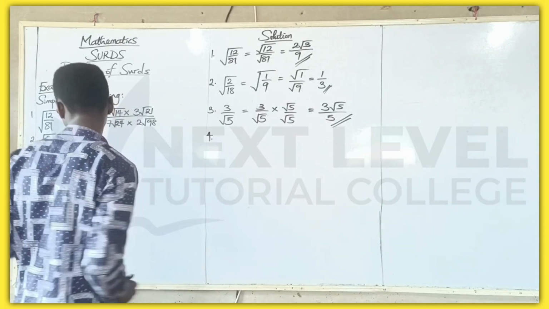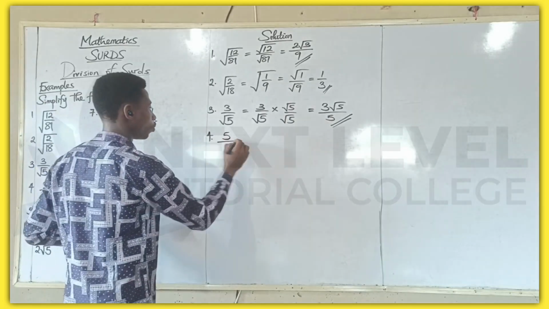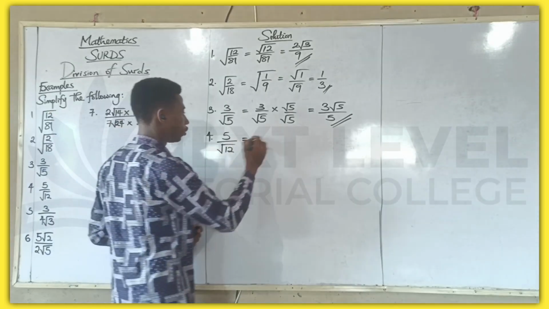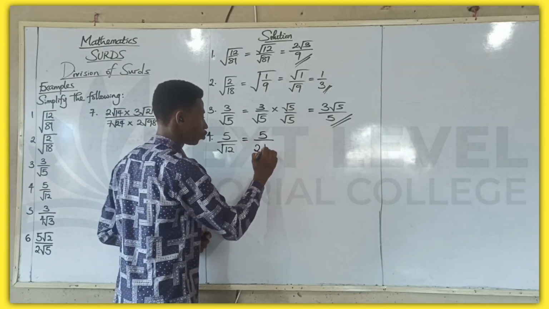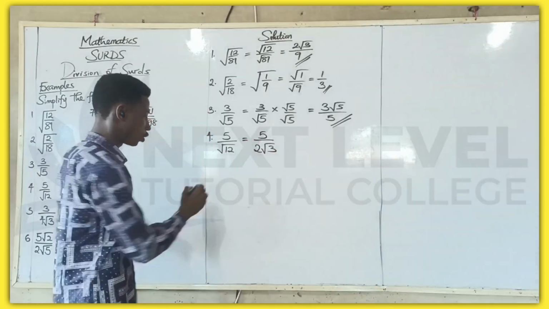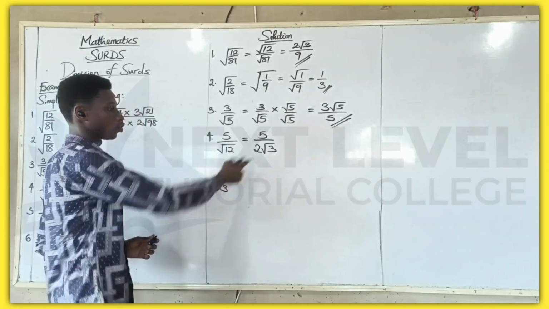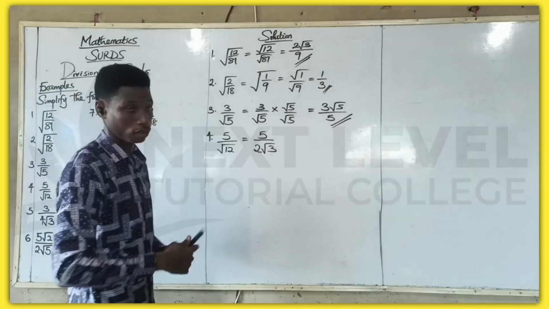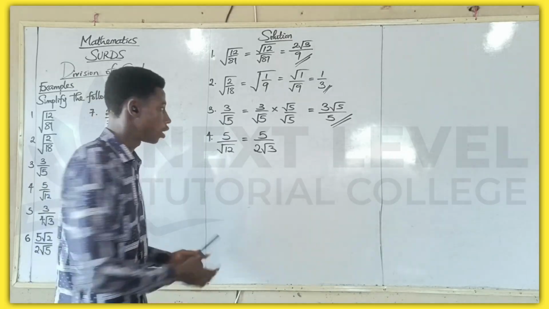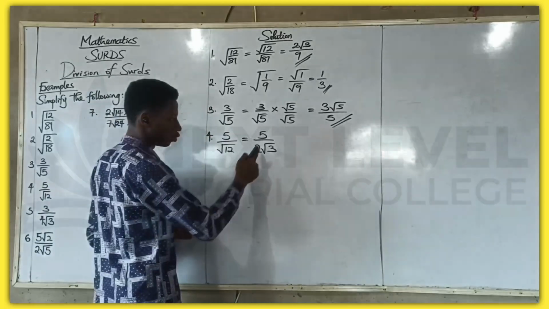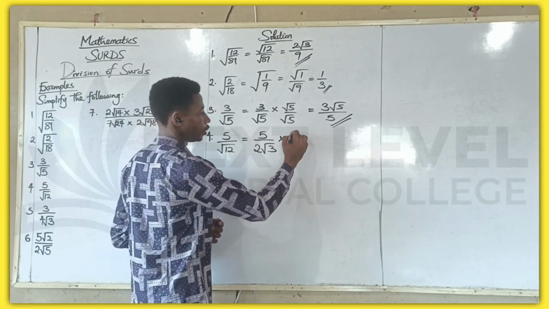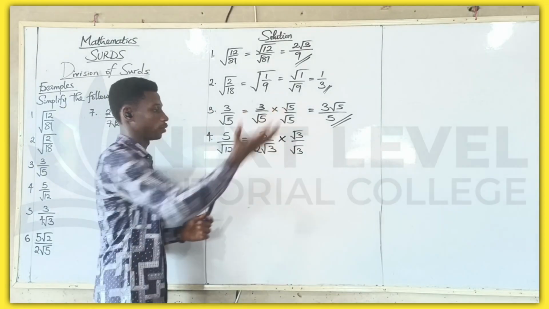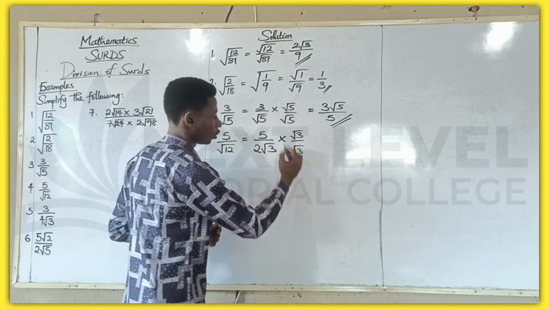Number 4, we have 5 over root 12. Root 12 can be simplified to give you 5 over 2 root 3, since 12 is 4 times 3 and the square root of 4 is 2, which comes outside. So we have a root in the denominator too. We want to remove it. When they are combined like this with multiplication, you can just pick the root 3 and use it to multiply also, or you can use the entire denominator, 2 root 3 over 2 root 3.